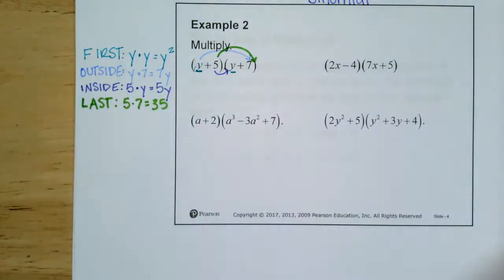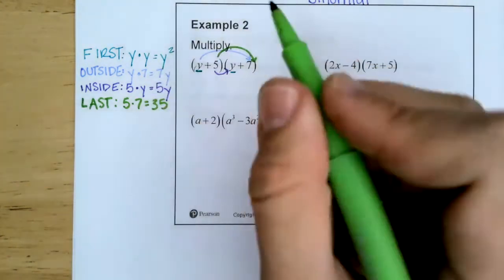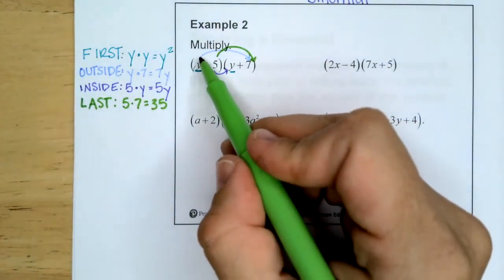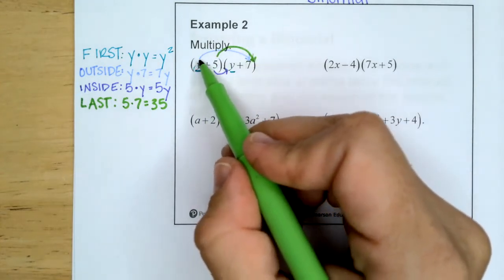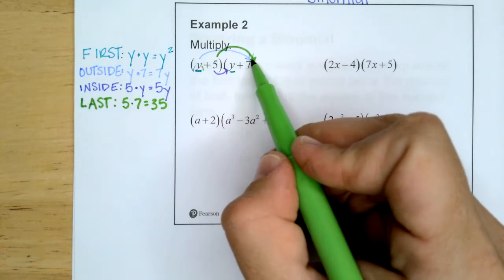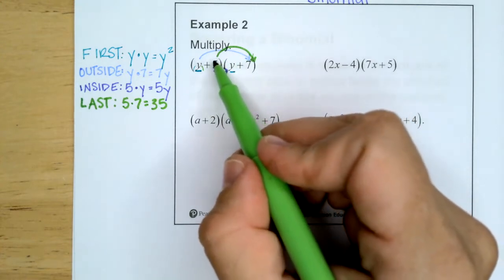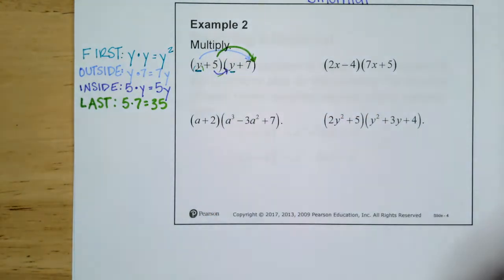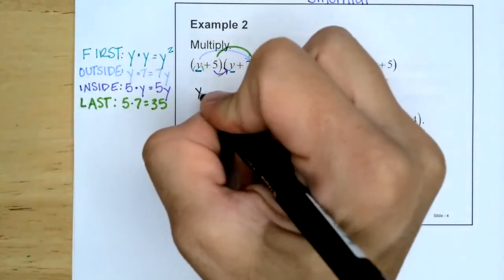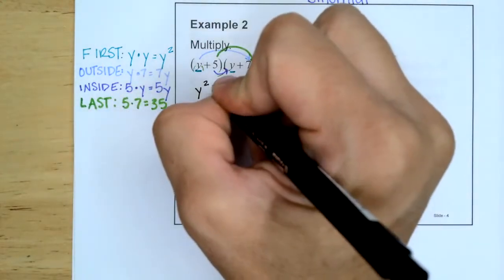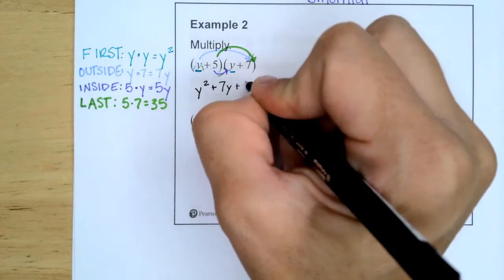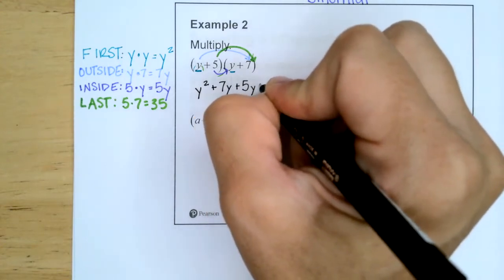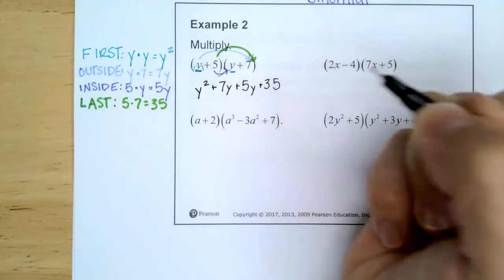35. Okay. So first, outside, inside, last, you're just saying take the first term, multiply it by the first term, then the second term. Take the second term, multiply it by the first term and the second term. Okay, so our final answer is y squared. Well, it's not our final answer. Plus 7y, plus 5y, plus 35, because they were all positive.